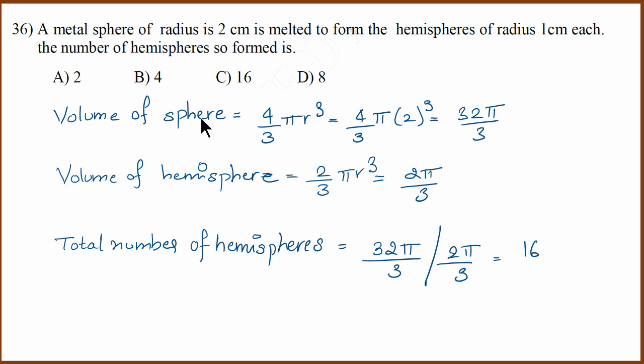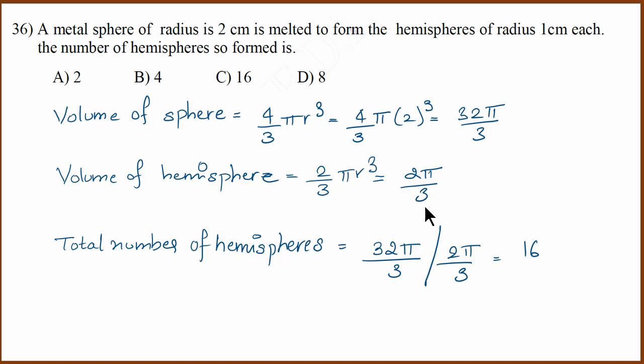Okay, so sphere volume is 32 π/3. Fine. Hemisphere volume is half of sphere volume, 2/3 πr³. But here r is 1 cm. So this is hemisphere volume. R is 1 cm, which means this whole thing becomes 2 π/3. So the volume of hemisphere is 2 π/3.